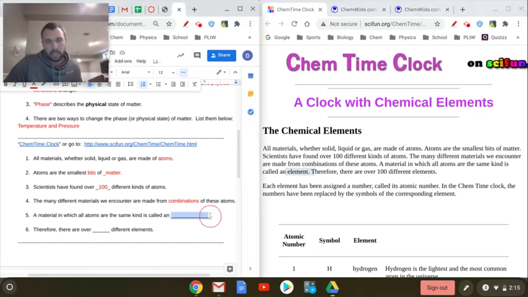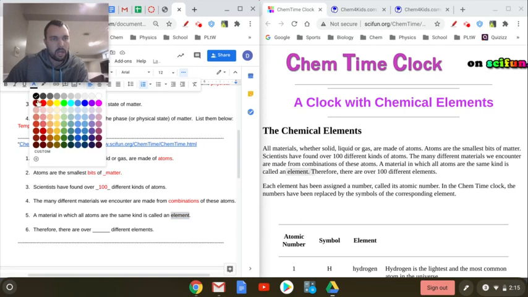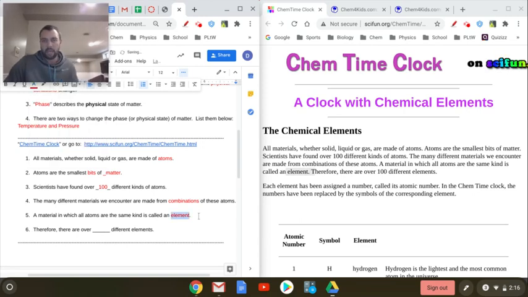You've probably heard of the periodic table of elements before. We're definitely going to talk about that. But an element is something that has all the exact same type of atom in it. So therefore, there are over 100 different elements. There's over 100 elements on the periodic table. Everyone asks me every year, do we have to memorize all of them? No, you don't have to memorize all of them. But you should know some patterns from the periodic table so you can figure some things out.